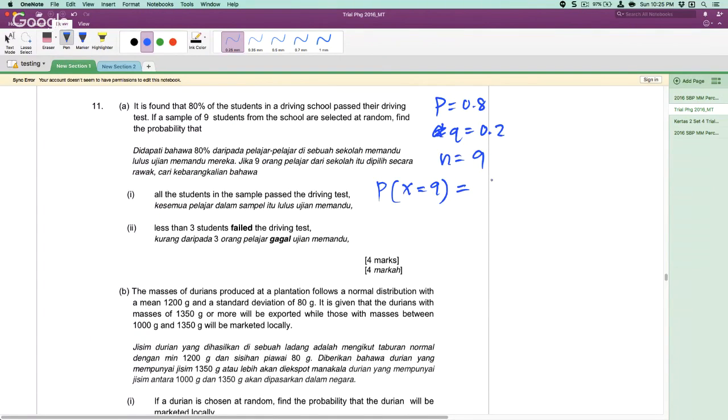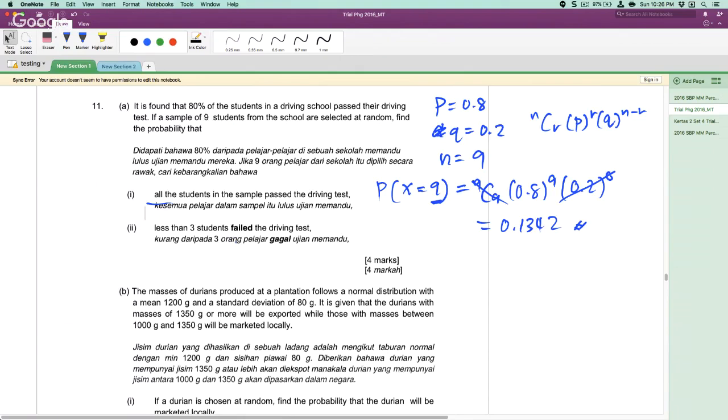Then I apply the formula. The formula will be nCr, then p power of r, q power of n minus r. Right, this is just the formula. So I will have 9C9 because in this case my r is 9. So I have 0.8 power of 9 multiplied by 0.2 power of 0. This is 1, this is 1, so I only get 0.8 power of 9. So 0.8 power of 9, I will get 0.1342. This is the probability of students who pass all the tests, because they want all the students. I have 9 students, all the students means r equals 9.